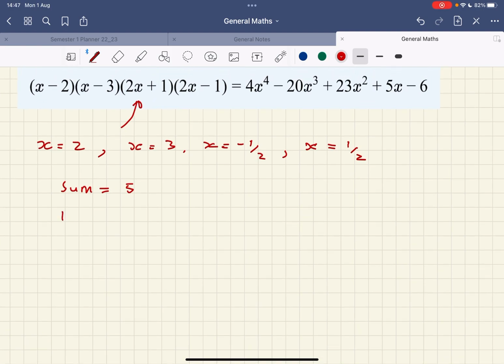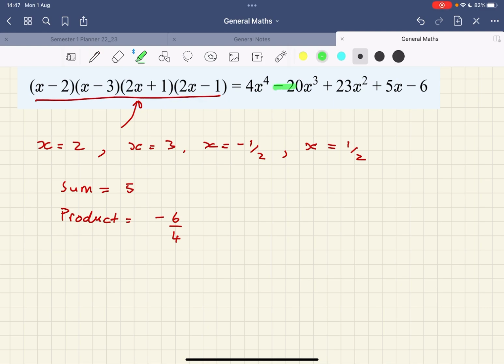The product is to multiply all those together. So we're going to do 2 times 3, which is 6, times it by -1 and -1 and divide it by 4, because you've got the 2 times 2. So it becomes -6 divided by 4. Now, how could we have got those numbers without knowing these 4 roots?